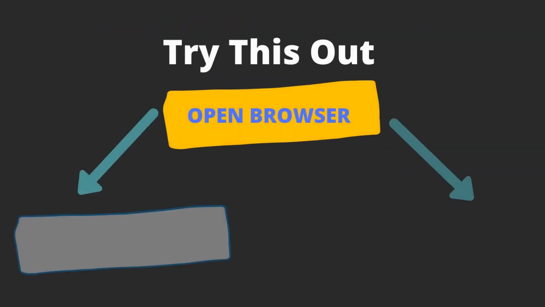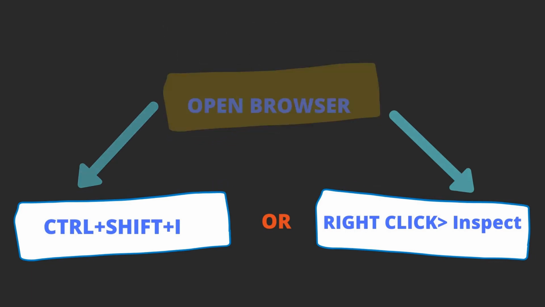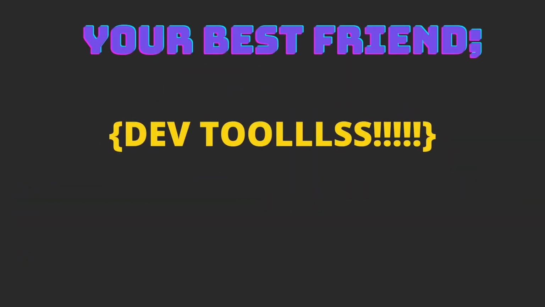Try this out. Open your browser and click Ctrl-Shift-I or right-click Select, Inspect. What you see here is your dev tools. This toolset is what we will use to debug and test everything we make. More on that in other videos.